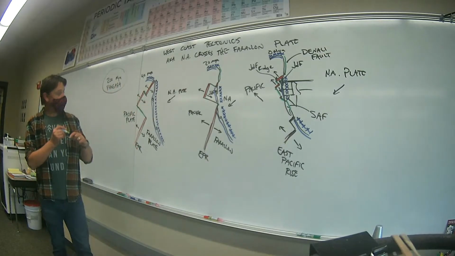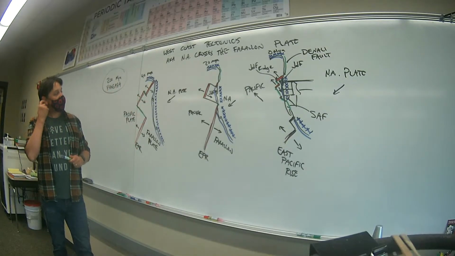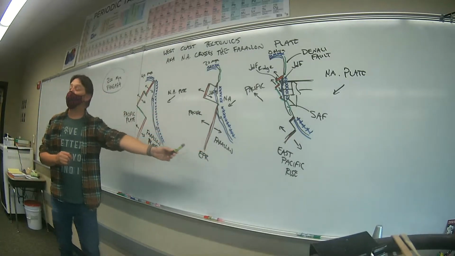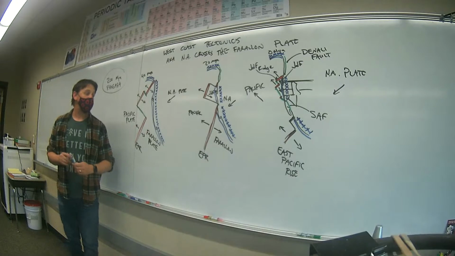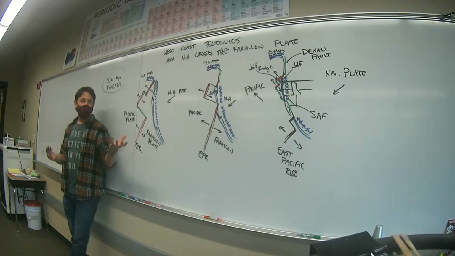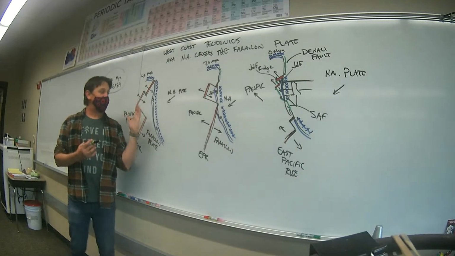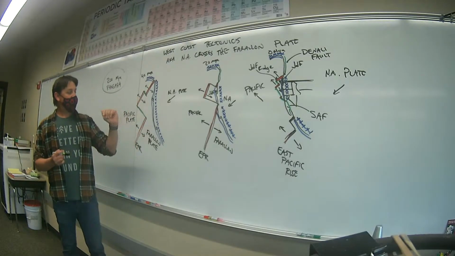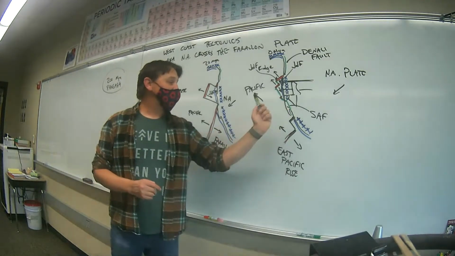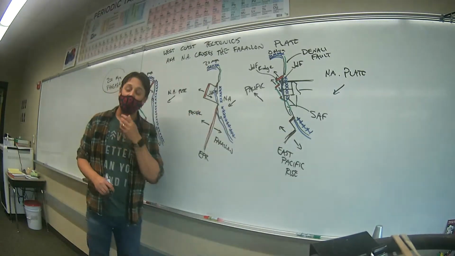And hopefully the thing that we can now see is that the Juan de Fuca plate and the Farallon plate are one and the same. They are the same piece of ocean crust that is slowly going away. It's slowly being taken over by North America.